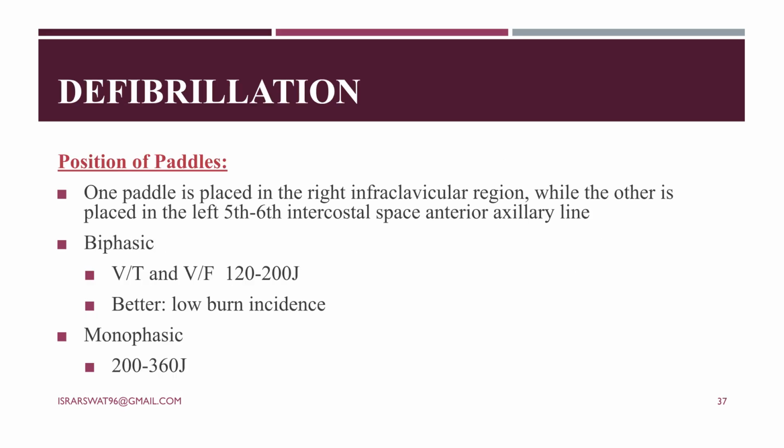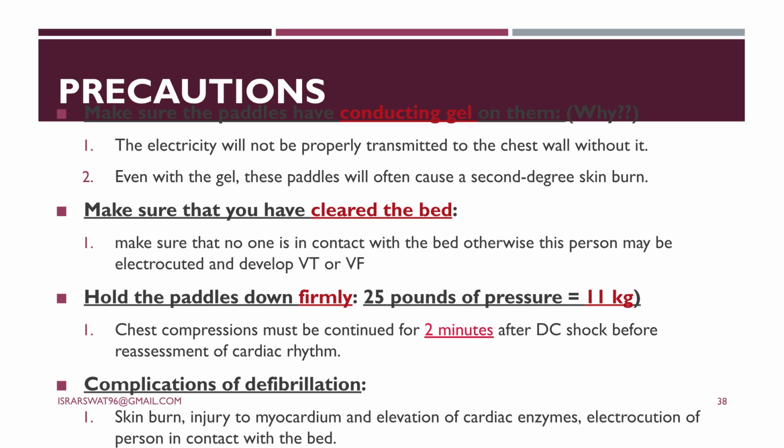For defibrillation, one paddle is placed in the right infraclavicular region and the other in the left 5th to 6th intercostal space. Biphasic shocks for VT and VF are 120 to 200 joules, and monophasic are 200 to 360 joules. To ensure proper electrical transmission and prevent skin burns, conducting gel must be on the paddles. Clear the bed before shock to prevent electrocution. Hold paddles firmly and continue compressions for 2 minutes after defibrillation.